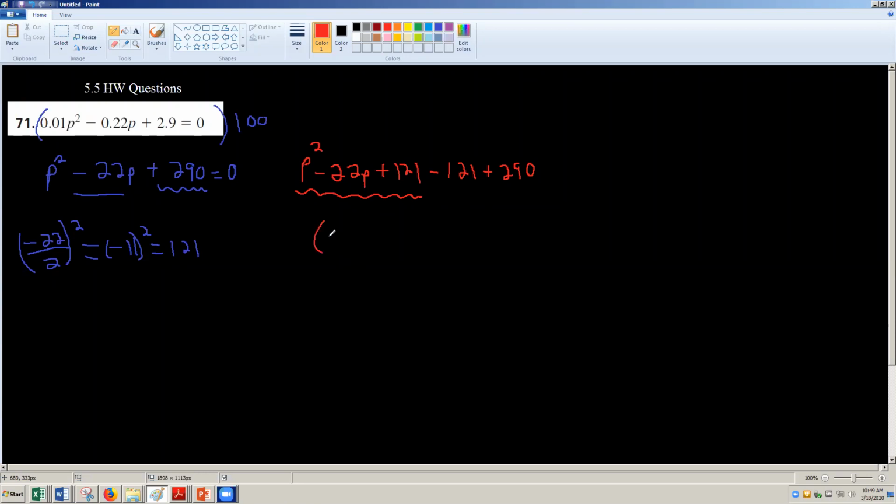And so now I'm going to factor this. It factors into p minus 11 squared. Now on the outside here, I've still got my 290 and then minus 121 ends up giving me 169. And that whole thing is still set equal to 0 because 100 times 0 is just 0. And so now I'm going to subtract 169 from both sides.